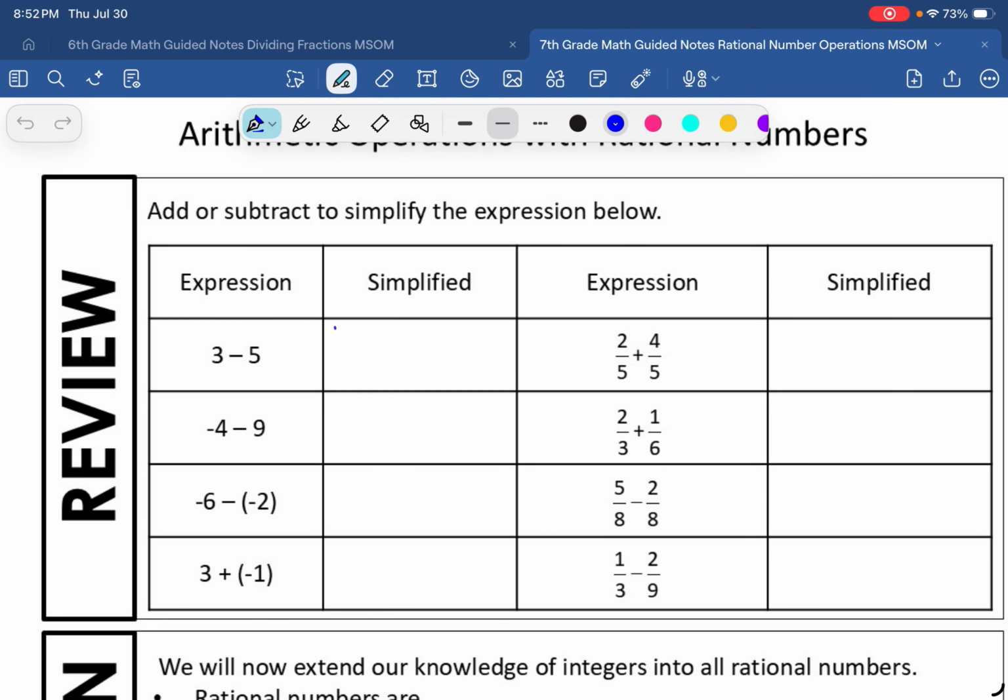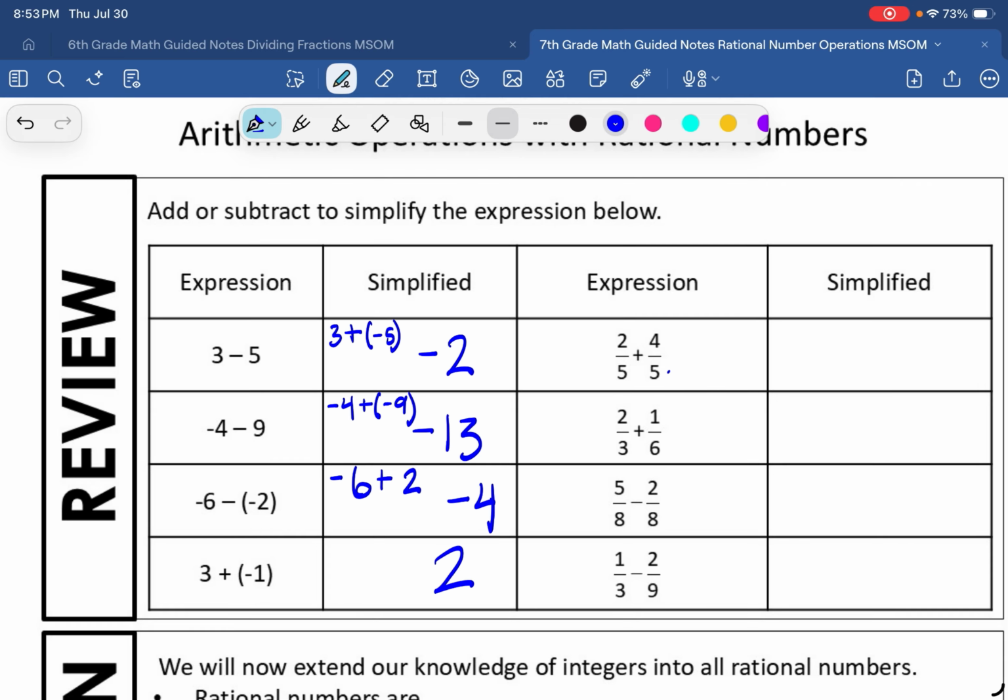So 3 minus 5, I can rewrite it as 3 plus negative 5, and that equals negative 2. Negative 4 minus 9 is the same as negative 4 plus negative 9, and that is negative 13. Negative 6 minus negative 2 is negative 6 plus 2, and that equals a negative 4. 3 plus negative 1 will be 2.